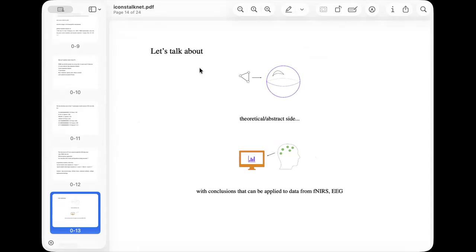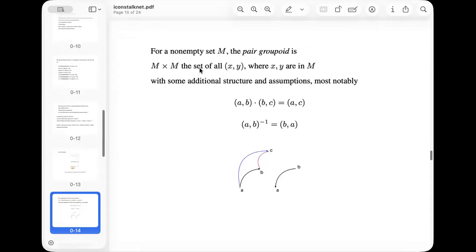To recap, there is an underlying connection between graph theory and the applied side of neuroscience. I would like now to make some observations that come from mathematical thinking and may be of some value for applications. In math, given a set M, there is a notion of pair groupoid of M, which is the set of all ordered pairs of elements of the set equipped with additional algebraic structure.